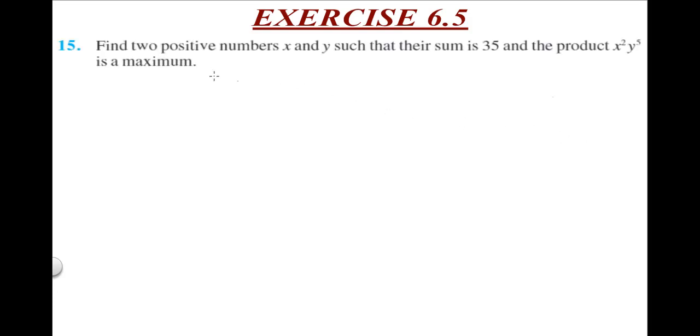Question number 15. It is also the same kind of question. Two numbers x and y, such that their sum is given to you, x plus y is given to you as 35, and the product x square into y to the power 5. This you have to prove as maximum. So first of all, this is a two variable, so we can convert it into one variable. Either you substitute x in terms of y or y in terms of x, and then you have to differentiate it and follow the same procedure as we have done in the 13th and 14th questions.